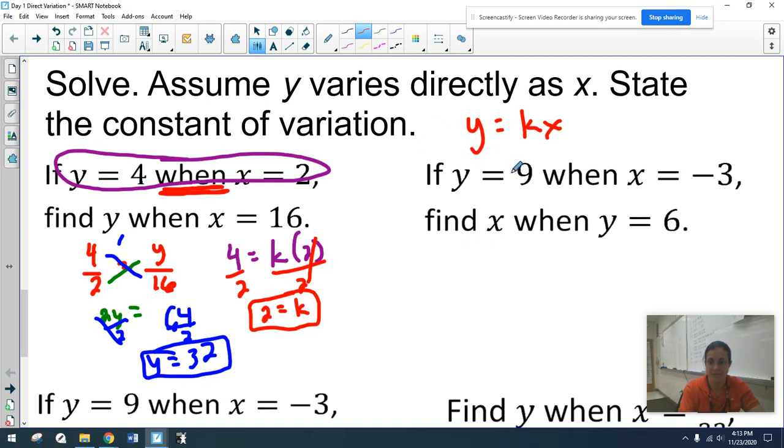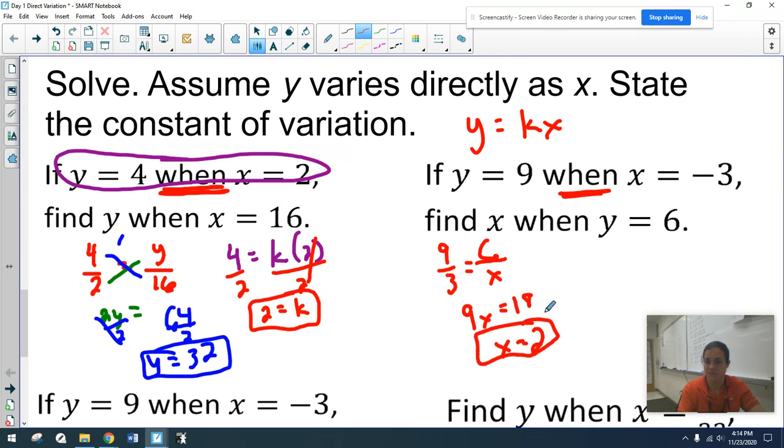All right, next. Y is 9 when, so they're connected. 9 on top, -3 on bottom. Okay, and then I'm going to do x. So this says find x. Remember, x is on bottom. And then y is 6. So don't get confused when they stick them out of order like that. If you put y on top, keep y on top. All right, now if I cross multiply, I got 9 times x, 6 times 3. So here's my solve part.